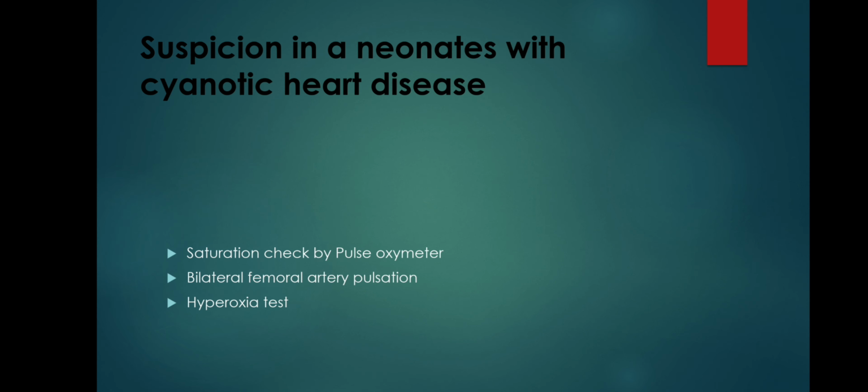So when you are suspecting a child or a neonate with cyanosis, you have to do three things. Firstly, you have to differentiate whether this is central cyanosis or peripheral cyanosis. When the tongue is cyanosed, that means it is central cyanosis. When the lips are cyanosed but the tongue is not bluish, that is peripheral cyanosis. After diagnosing central cyanosis, you have to check the CBG, because due to hypoglycemia there may be a chance of cyanosis, and to confirm the cyanosis you have to do pulse oximetry.